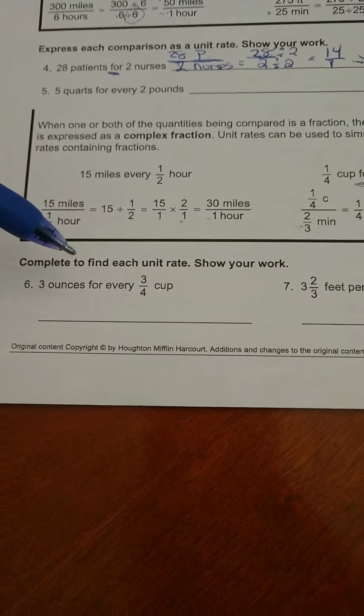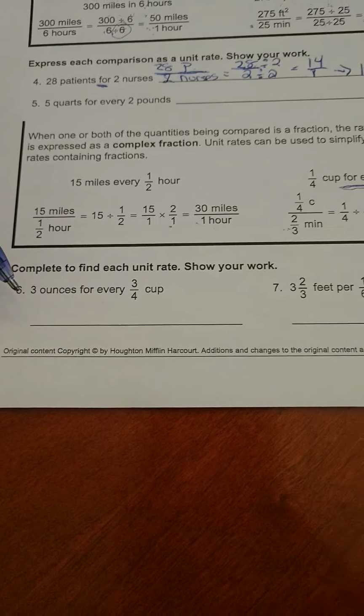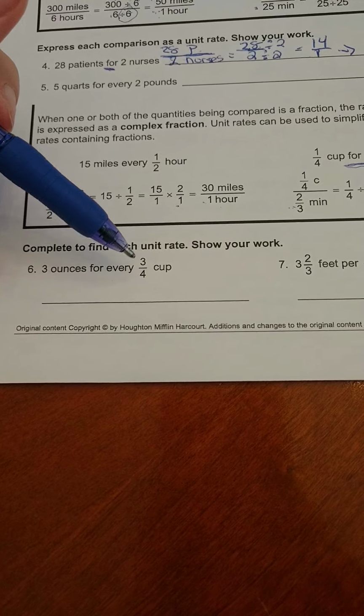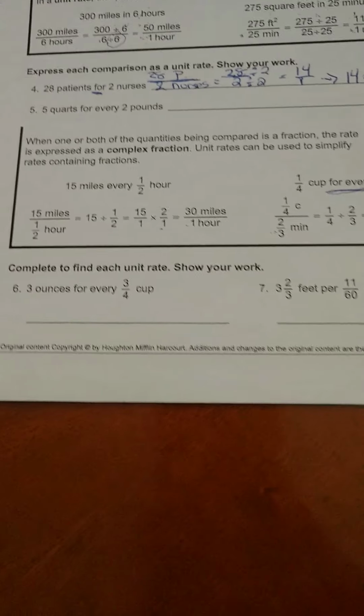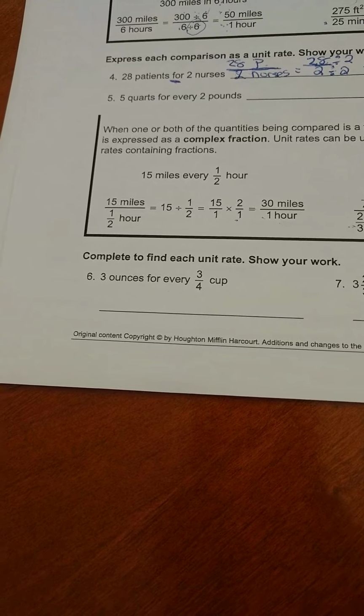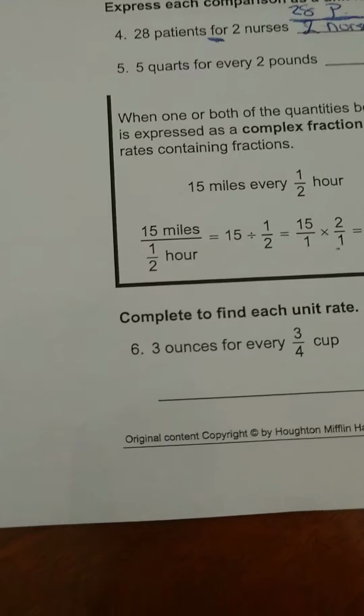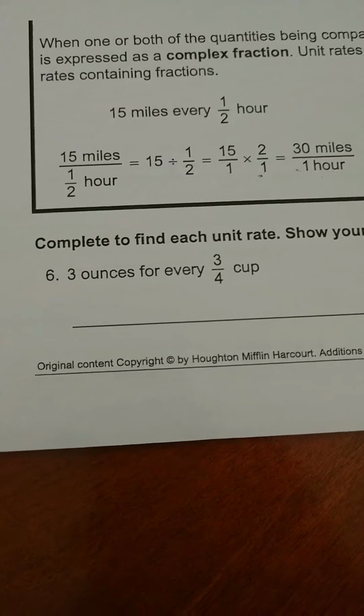So if we look here, it says complete to find each unit rate. We need to show our work. So it says 3 ounces for every 3/4 cup. So if we take a look, how many ounces for every cup? So we know it's going to be ounces over cups, and we have 3 ounces. So 3 ounces over 3/4 cup.